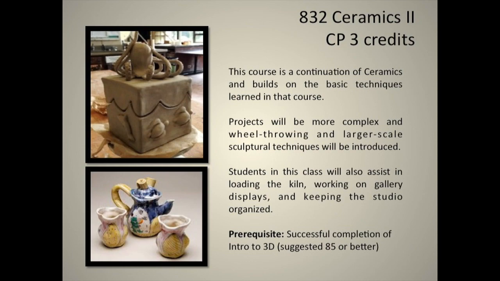Course 832, Ceramics 2. This is a CP 3-credit course. This course is a continuation of ceramics, or the introductory to 3D, and builds on the basic techniques that were learned. Projects will be more complex in wheel throwing, and larger-scale sculptural techniques will be introduced. Students in this class will also assist in loading the kiln, working on gallery displays, and keeping the studio organized. Successful completion, 85 or better, in Intro to 3D is the prerequisite.